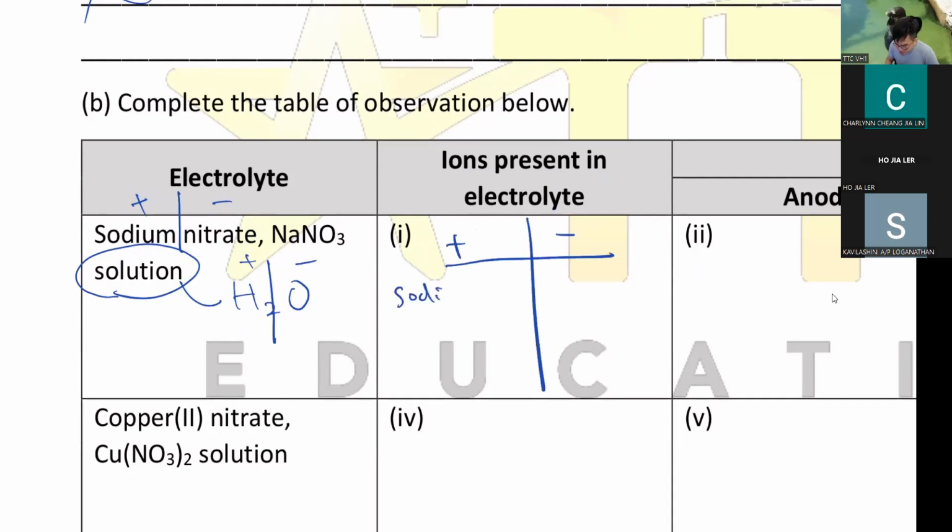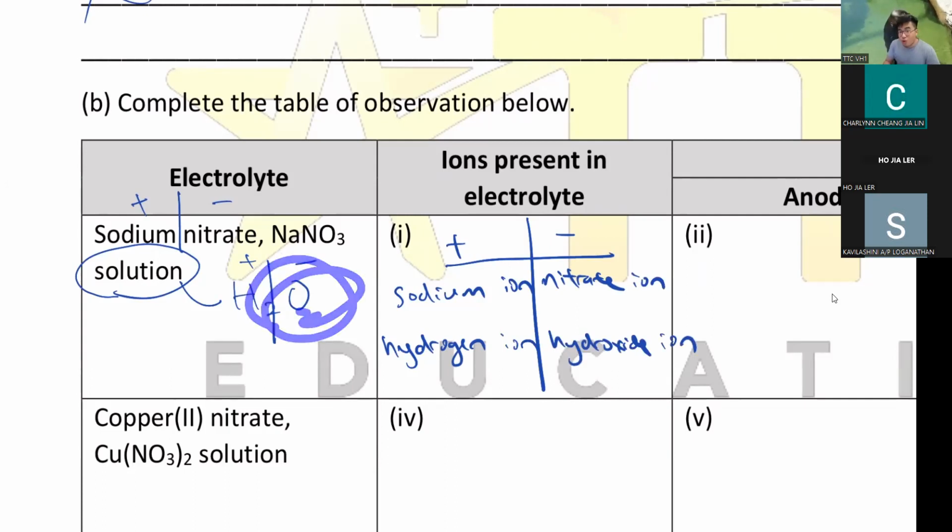So we have sodium ion. Remember to write ion. And you have hydrogen ion. On the negative side, we have nitrate ion. We have hydroxide ion. Remember, your O is not oxygen. If it's in water, as in H2O water solution, we call them hydroxide. Oxide and hydro. Hydro is in water.